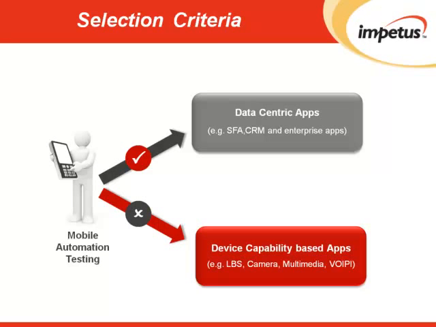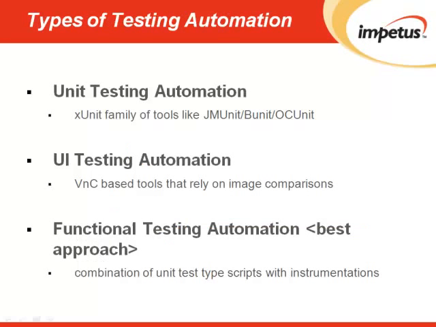Let's move to the next slide, where we talk about the various types of automation that we can go with. Mobile testing automation can be divided into three parts: unit, UI, and functional testing automation. Unit testing automation is generally based on the popular XUnit family of tools like JMUnit for J2ME and Android platforms, BUnit for RIM BlackBerry, and OCUnit for iOS, iPhone, and iPad devices. UI testing automation is generally achieved by VNC-based tools that rely on screen or image comparison on a desktop connected with a test device via cable or a Wi-Fi network.